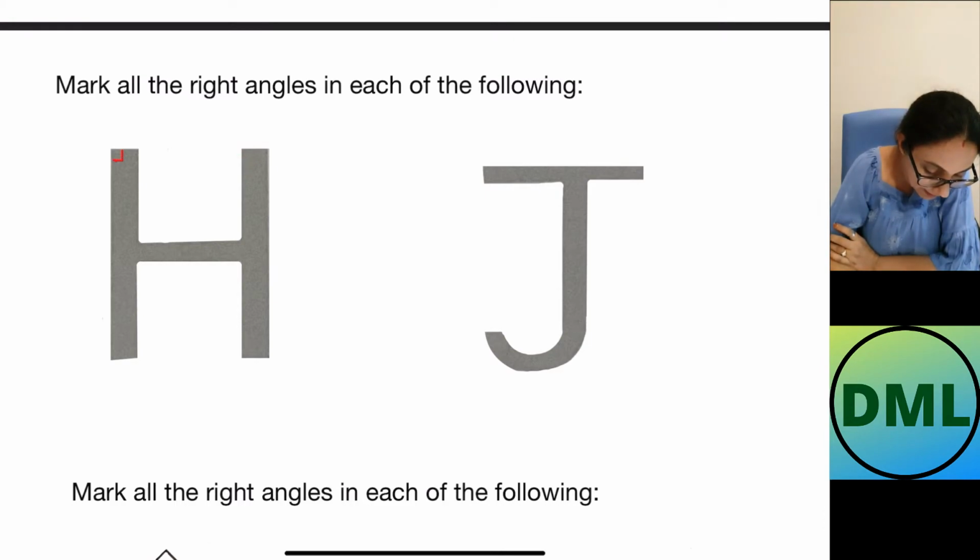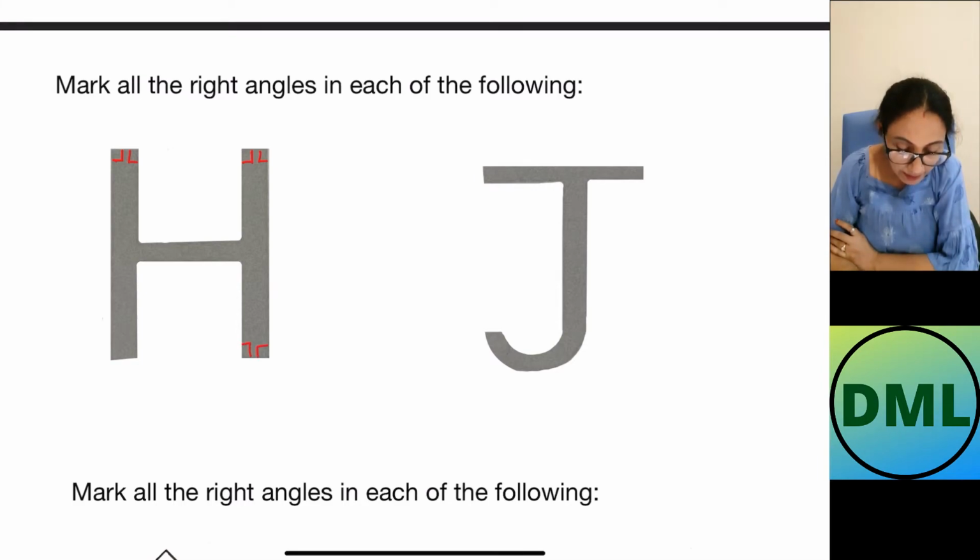So this is my angle here, a right angle. Here is also a right angle. This is also a right angle. This is also a right angle. This is also a right angle, and this is also a right angle. So I have marked all the right angles inside the figure.